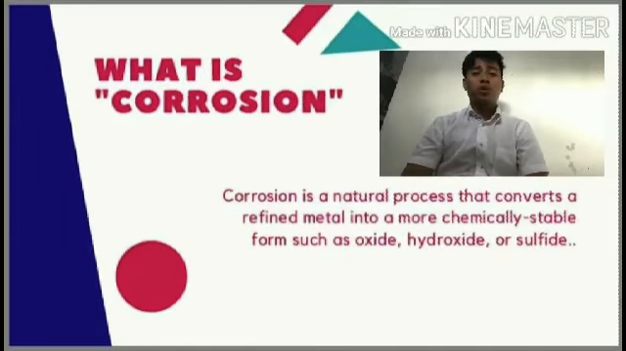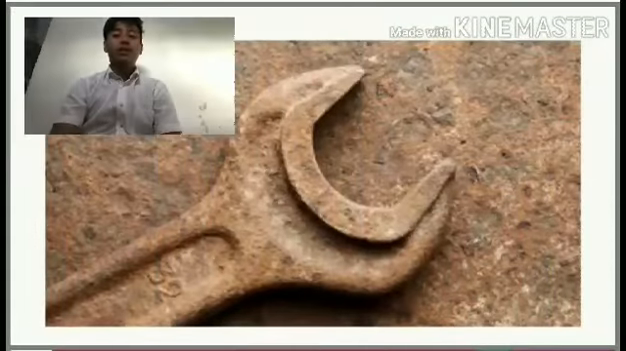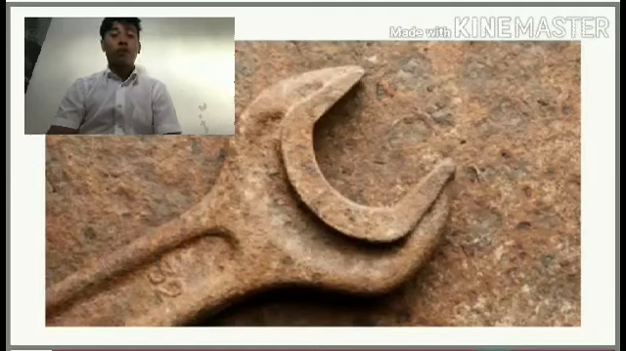So, what is corrosion, by the way? Corrosion is a natural process that converts a well-refined metal into an oxidized one, or in simple words, this means rust. This is a basic example of corrosion.